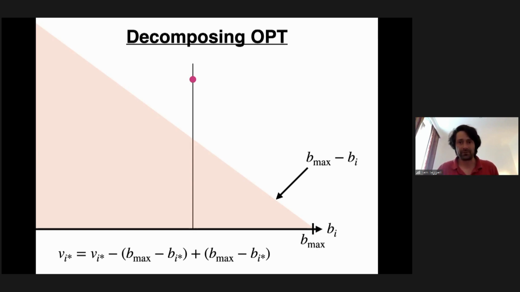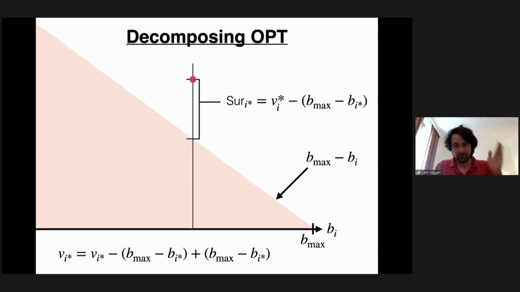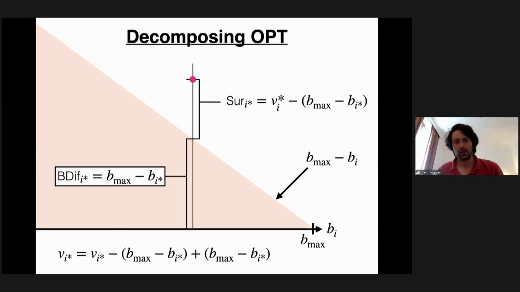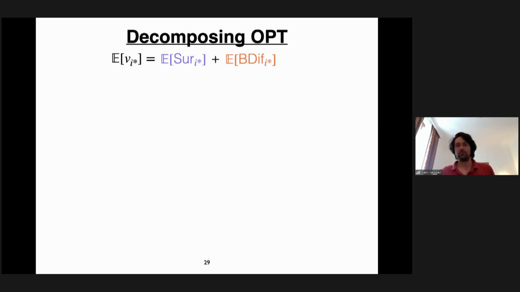And this gives you two terms. The first term, value minus the bias difference, that's what I'm going to call the surplus of action I star. And visually, it's the distance from the dot to the top of the triangle. What I'm going to call Bdef is this difference in biases. So it's going to be the distance from the top of the triangle down to the x-axis. And that's going to be our decomposition. So take the expected value of the thing opt gets and decompose it into its surplus quantity and its bias difference quantity.